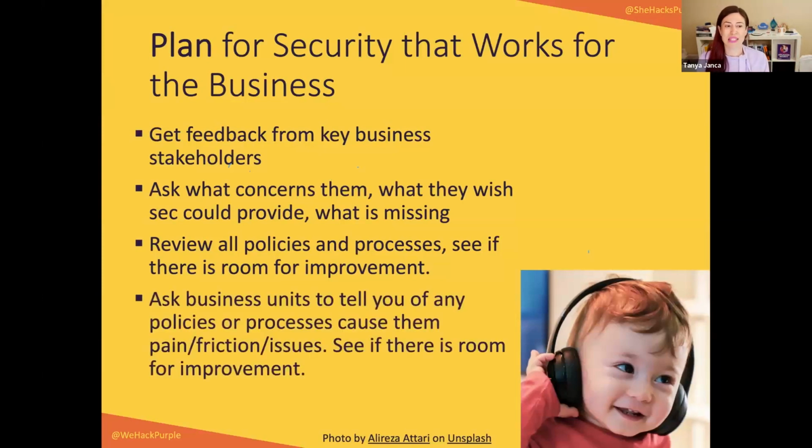I try to ask the business units to tell me of any policies or processes that are causing friction. So there's a lot of friction between the security team and the developers. We want to soften that up anywhere we can, especially if we can compromise just a bit and it makes a huge improvement for them. And if we give in a bit, they're more likely to give in on other things that matter to us. It's called compromise, and we can do it and we can still get stuff.